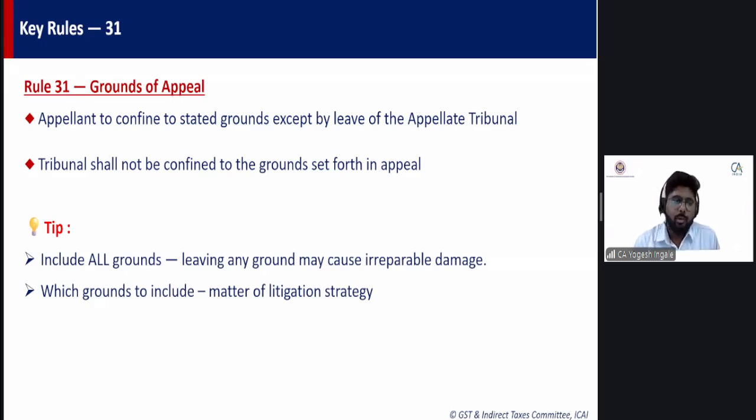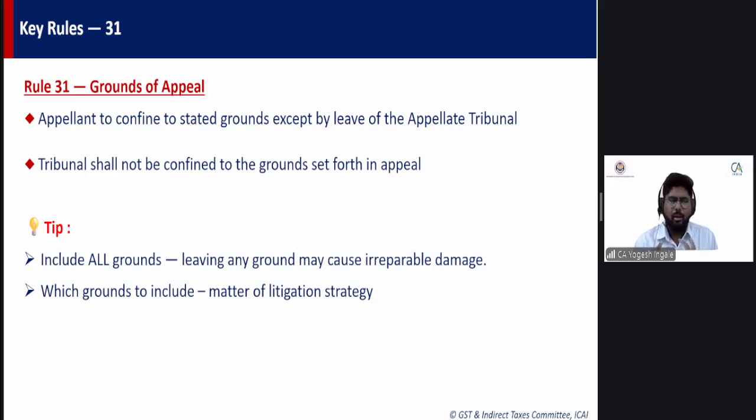Rule 31, grounds of appeal. Now, the appellant shall be confined to the grounds stated in the appeal except with the leave of the appellate tribunal. So, no other grounds will be permitted except with the leave of the appellate tribunal. However, the tribunal shall not be confined to the grounds set forth in the appeal. So, the tribunal has powers, they can go beyond the grounds specified in the appeal.